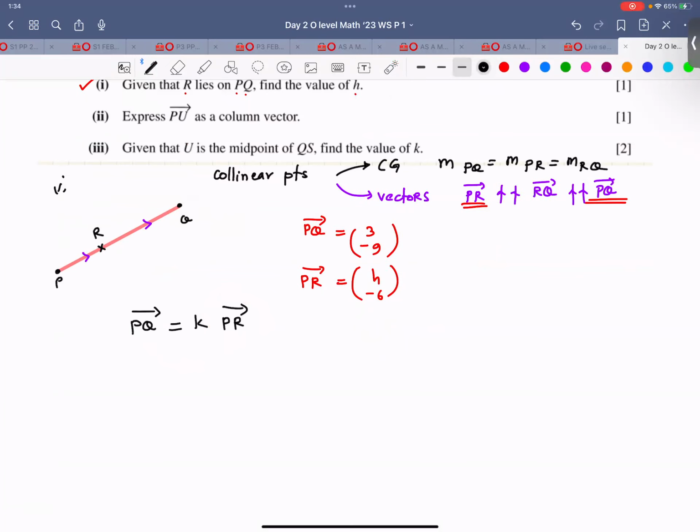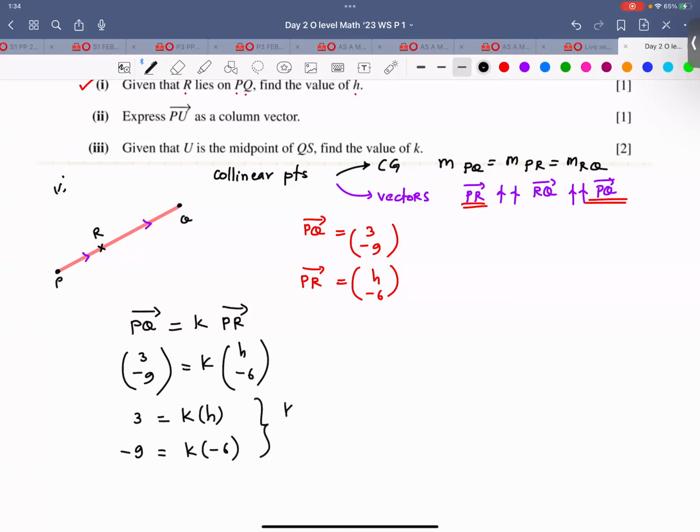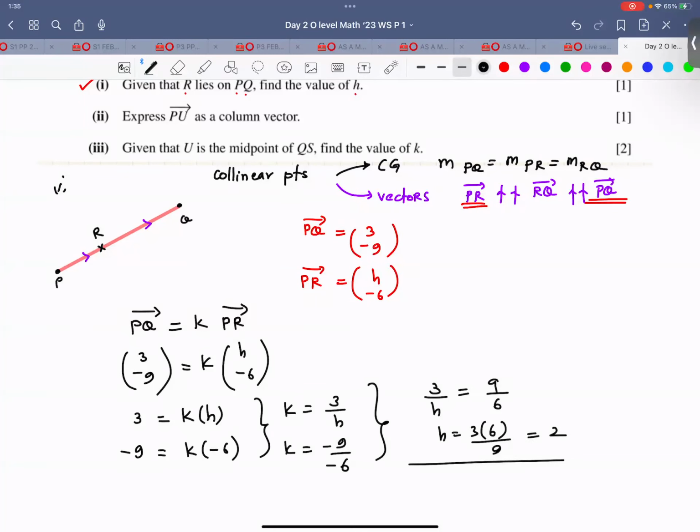It's just simple 2 equations. PQ is 3 and -9. K is K. PR is H and -6. The first equation is for the x coordinate: 3 is equal to K times H. And the other equation is for the y coordinate: -9 is K times -6. Make K the subject, that is 3 over H. Make K the subject, that is -9 over -6. So therefore, 3 over H is 9 over 6. The negatives cancel out. So H is 3 times 6, 18 divided by 9. It comes out to be 2. That is one way of working it out.